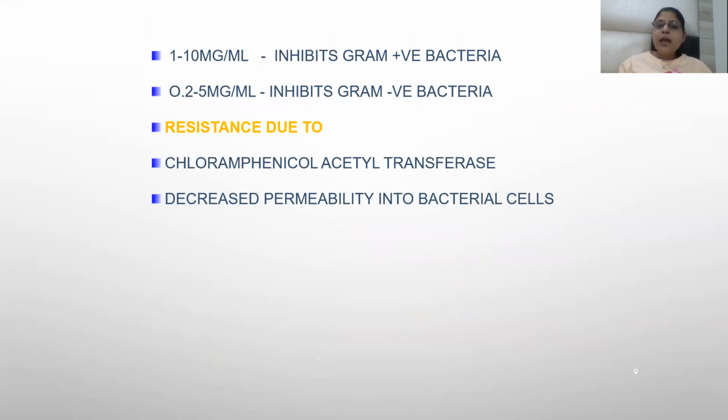1 to 10 milligram per ml inhibits the gram-positive bacteria, and 0.2 to 5 milligram per ml inhibits the gram-negative bacteria. Resistance develops when chloramphenicol is broken down by the acetyl transferase enzyme, which acts on chloramphenicol and breaks it down, or when there is decreased permeability of chloramphenicol into the bacterial cells.